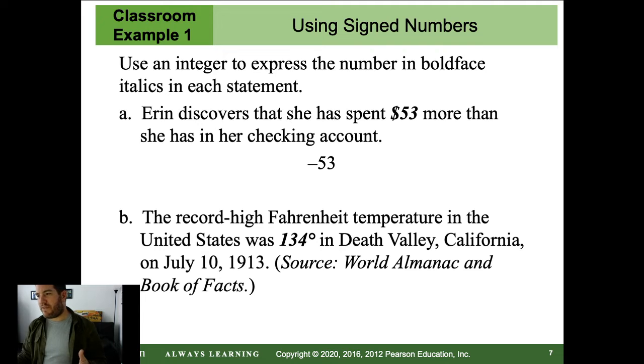The record high Fahrenheit temperature in the United States was 134 degrees in Death Valley, California on July 10th, 1913. So if we're talking about a high temperature, are we talking about a positive 134, or are we talking about a negative 134? I think that we would agree that that is a positive 134.